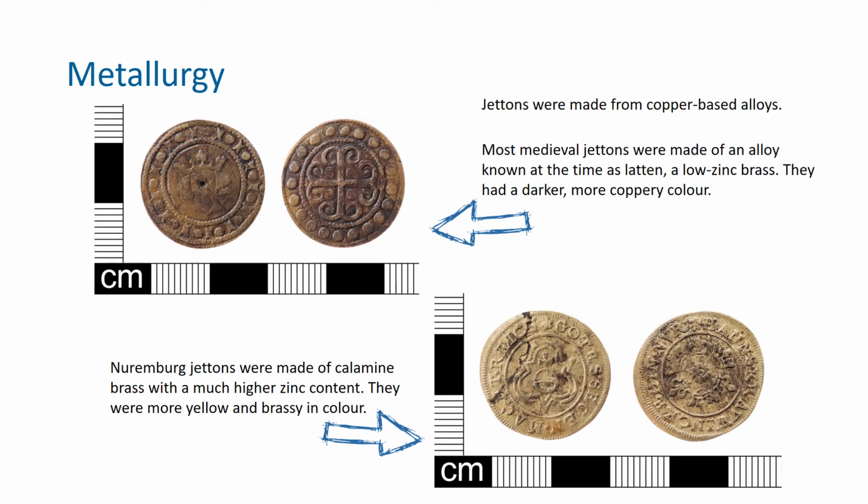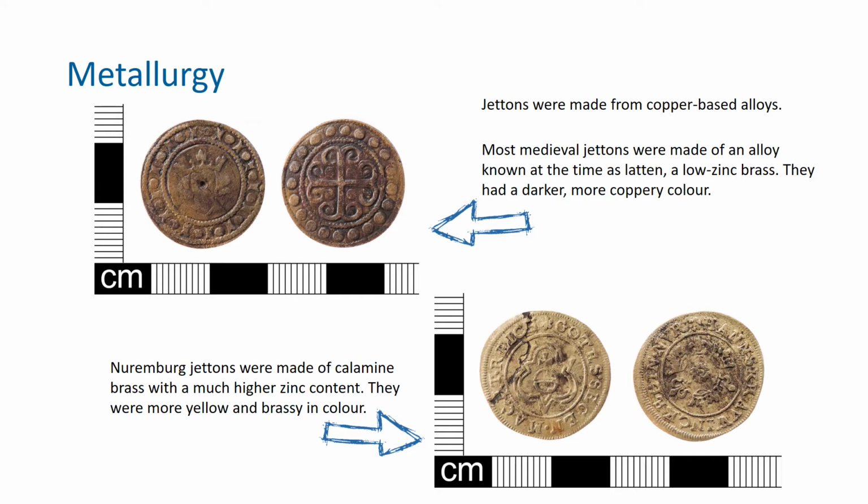Most medieval jettons are made of an alloy known at the time as latten. This is, in effect, a low zinc brass, one that has a relatively high tin content, making it reasonably resistant to corrosion. Some jettons even boast of the fact through inscriptions such as Je suis de latten belle, I am of handsome latten. The copper used was from Sweden, brought into European centres via the merchants of the Hanseatic League.